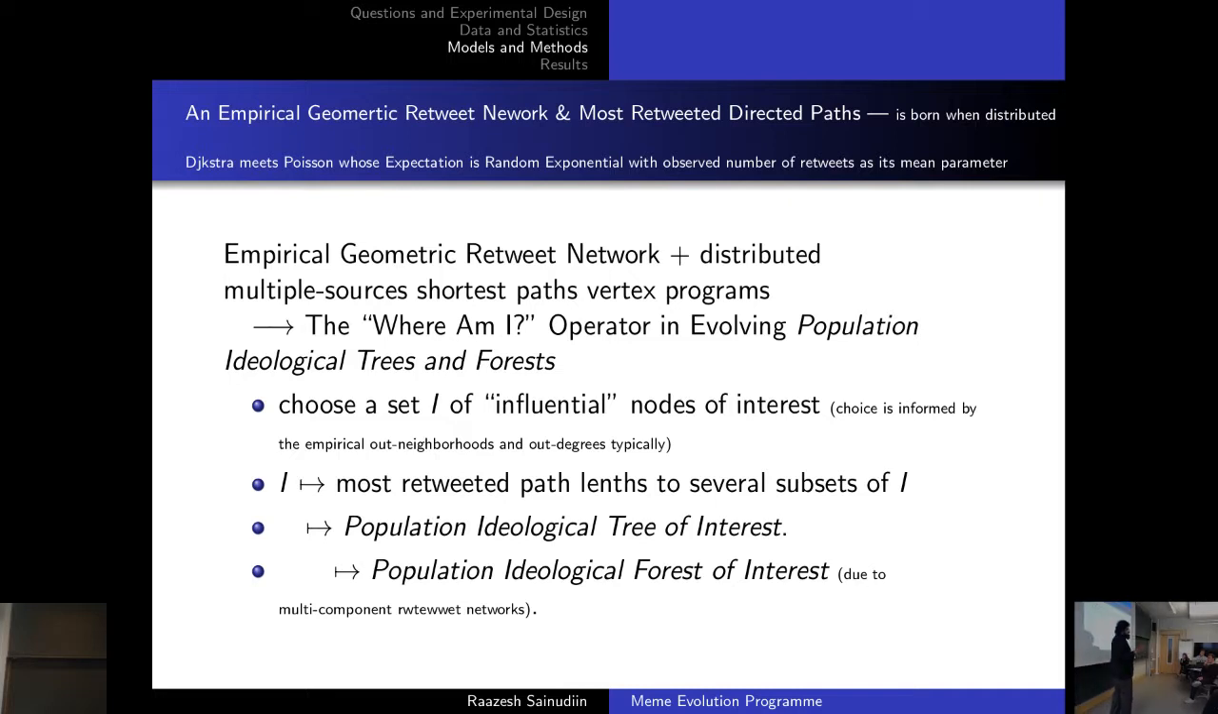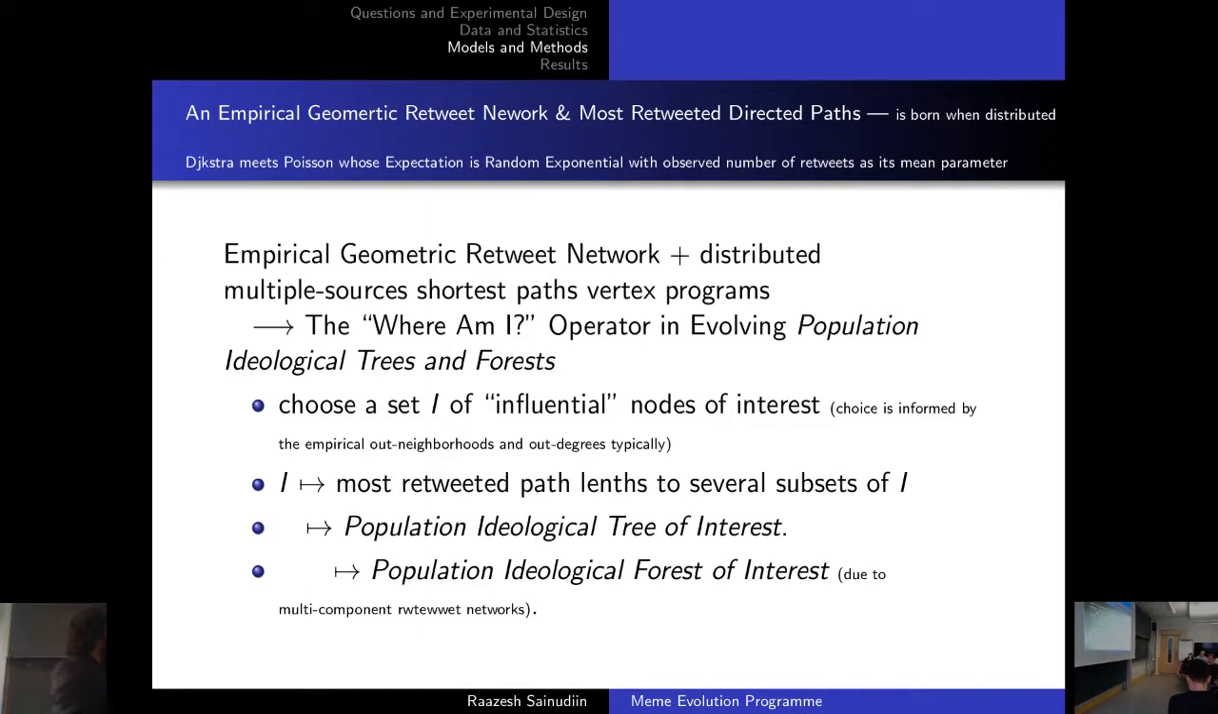I need shortest paths, so I don't want to go directly after the longest path. Actually, the longest path problem is a little fine. But then the probabilistic justification is that if I look at a Poisson random variable, which just gives me counts 0, 1, 2, 3, and I say my Poisson random variable does not have a deterministic mean, but the Poisson random variable's mean parameter, or expectation parameter, is actually a random variable, the exponential random variable, whose mean parameter is the number of retweets. So it's just one level of mixing. And then it justifies this 1 over 1 plus thing, right?